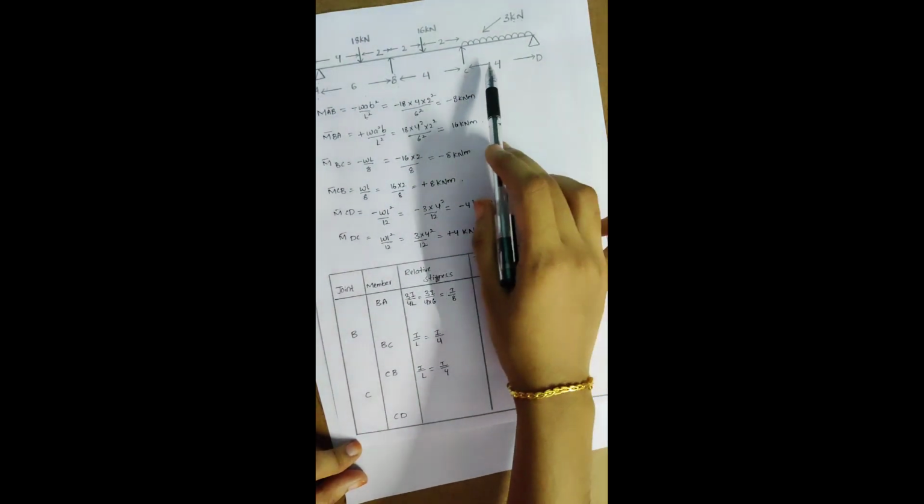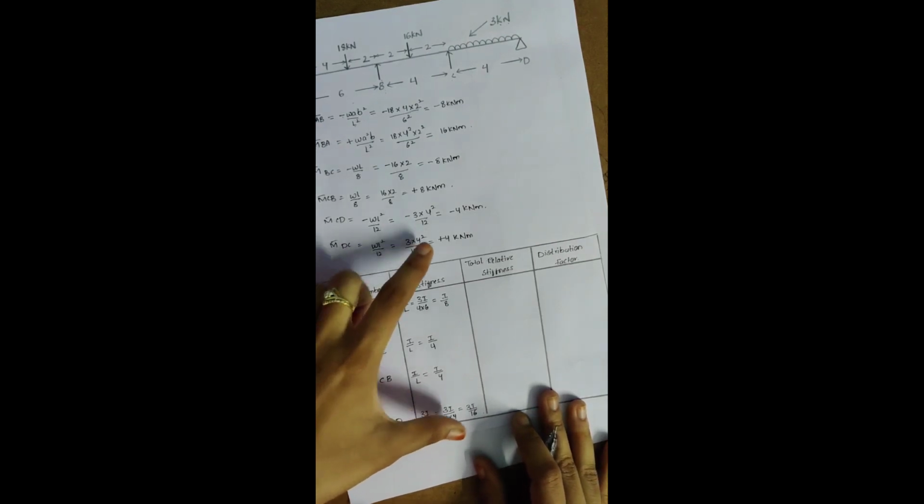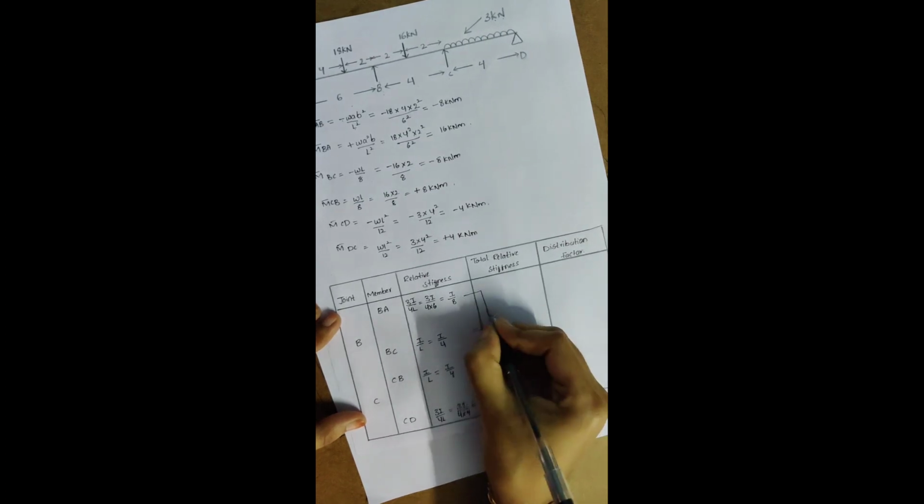Next for CD, again we have the far end hinged, so we are taking 3I by 4L. Here 3I by 4 into, what is the L value? 4. 4 into 4 is 16. So 3I by 16. We have found the relative stiffness. Now total relative stiffness. First we have to add for joint B, then we have to add for joint C. For better understanding, let us mark.